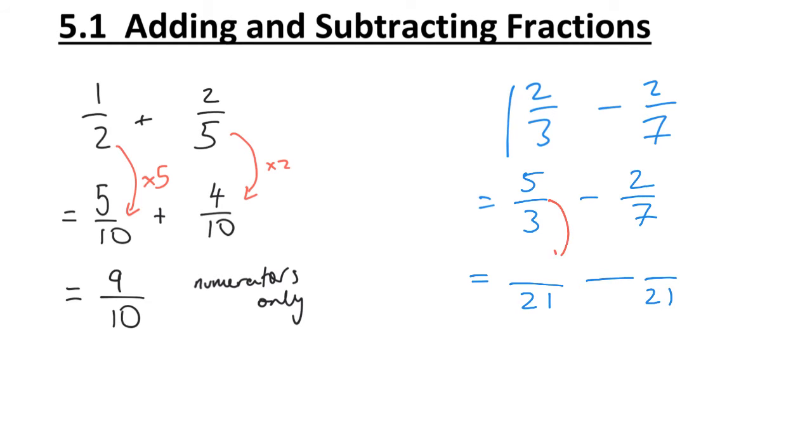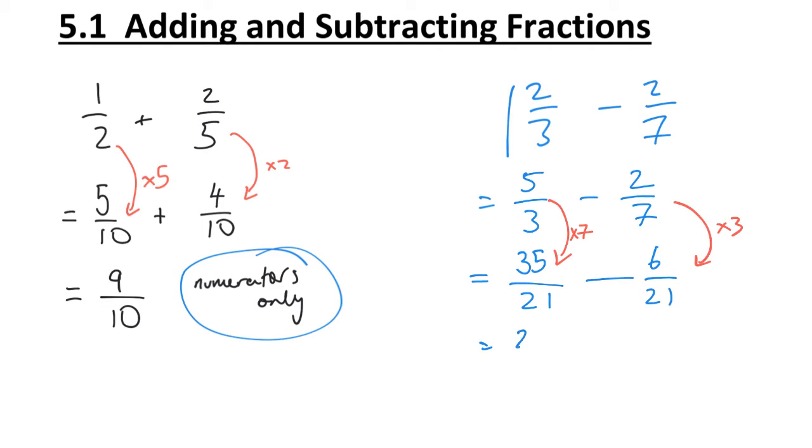To get from 5/3 to 21, we've multiplied by 7. So if we do that at the top, we get 35. With sevenths up to 21, we multiply by 3. So we multiply the top by 3, and we get 6. So now we have 35/21 take away 6/21. We apply this to the numerators only, and we get 29 over 21, which we should change into a mixed number: 1 and 8/21.